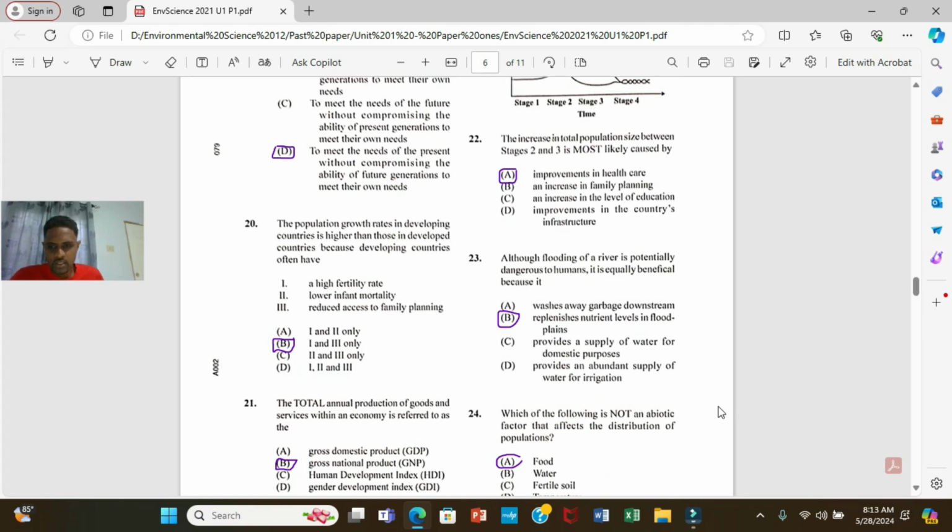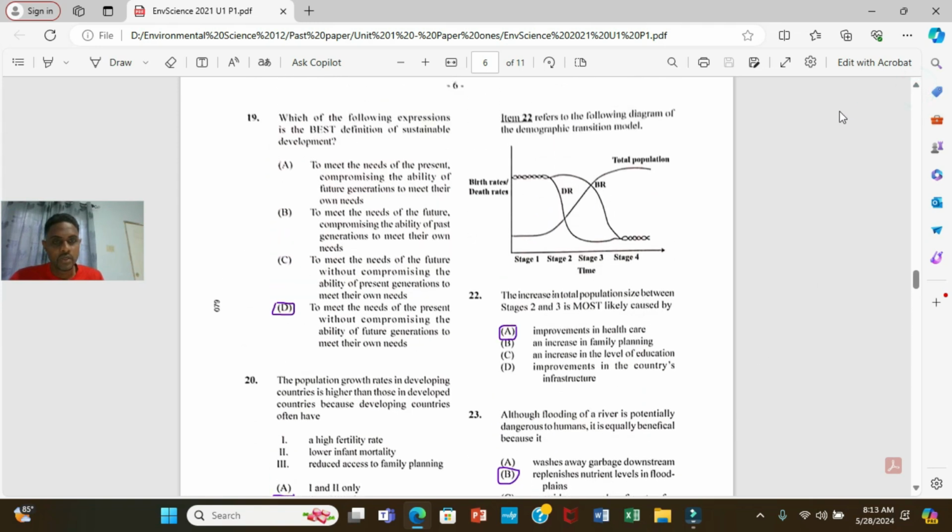Number 21, the total annual production of goods and service within an economy is referred to as the gross national product. Number 22 refers to the following diagram of the demographic transition model. The increase in total population size between stage 2 and 3 is most likely caused by an improve in healthcare. Answer is A.